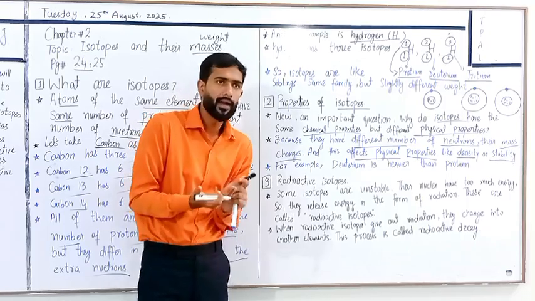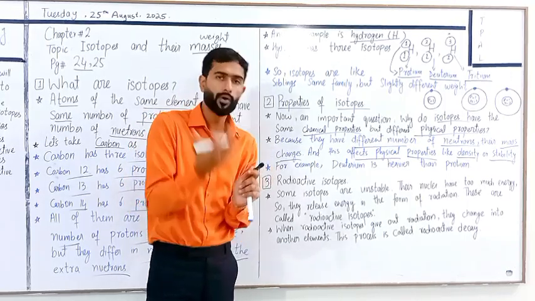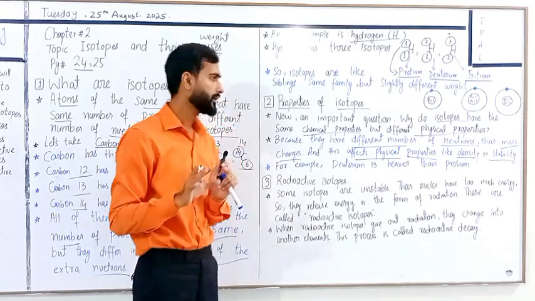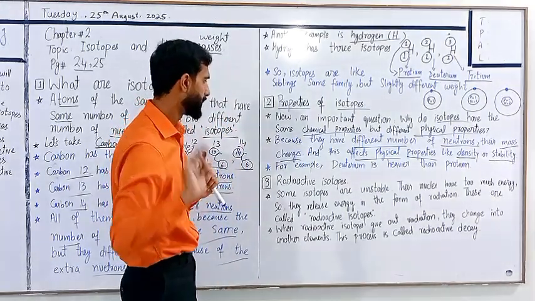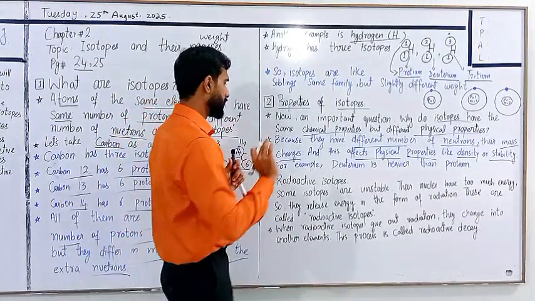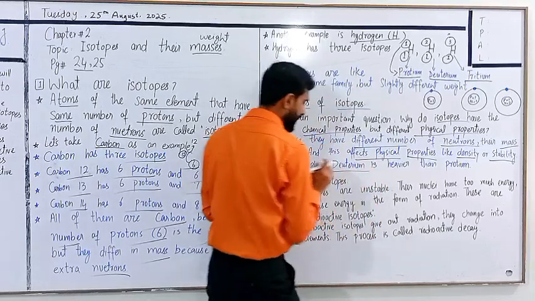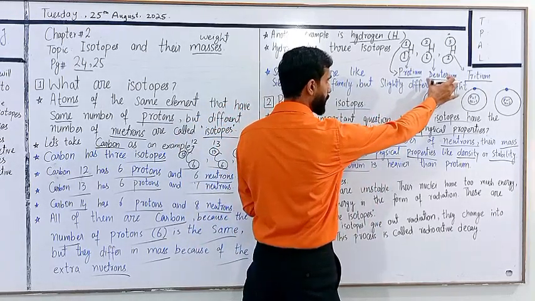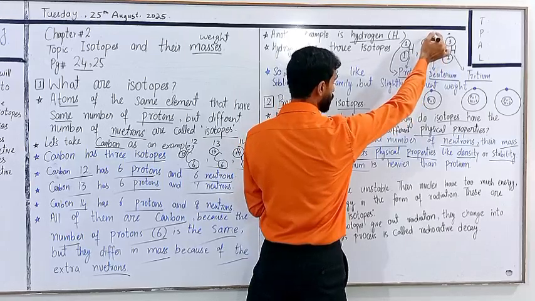And we know that the number of protons in each isotope is the same. Due to that, their chemical properties are the same as well. For example, deuterium, that is the isotope of hydrogen, contains two neutrons. We know that.